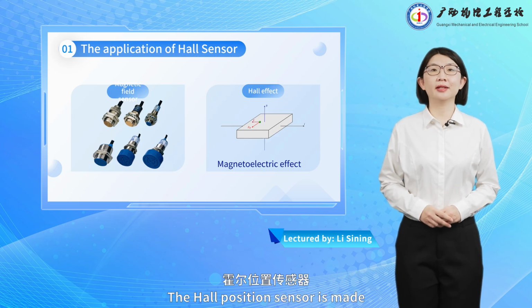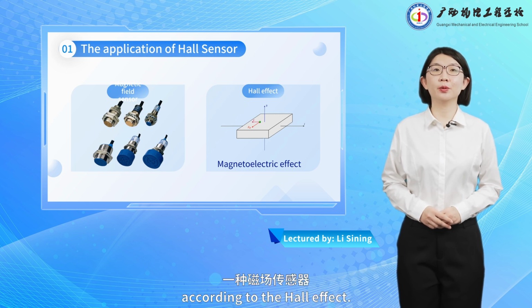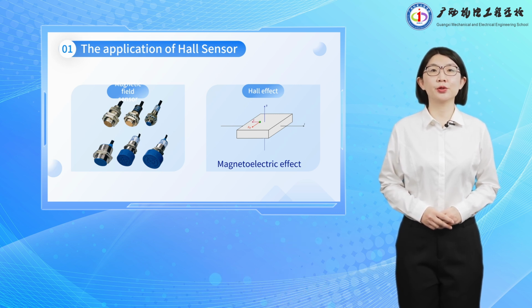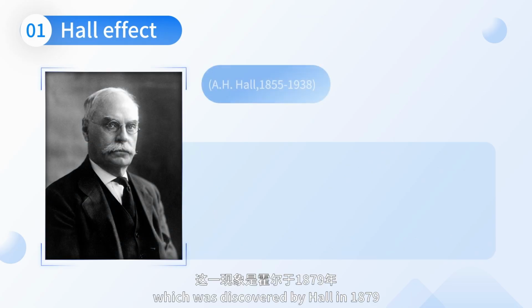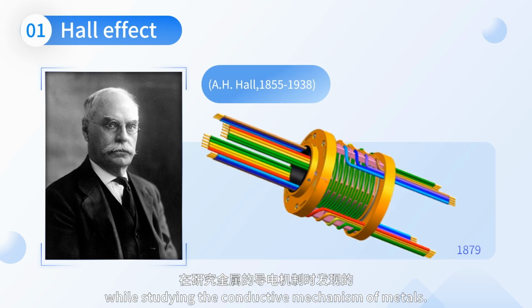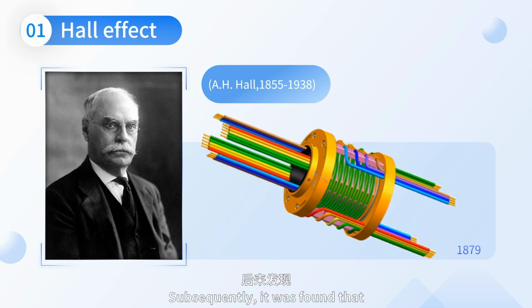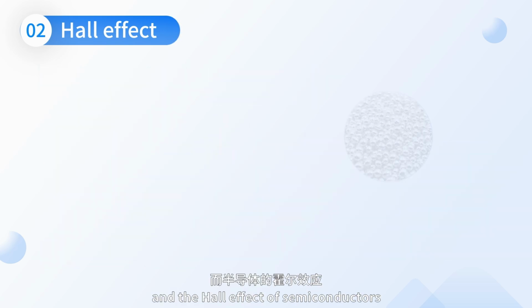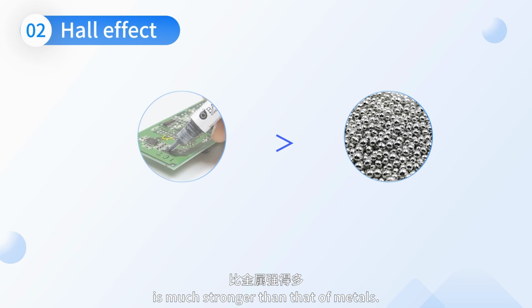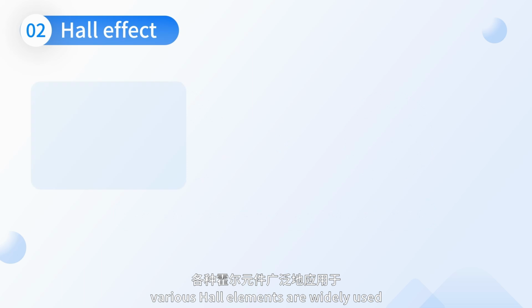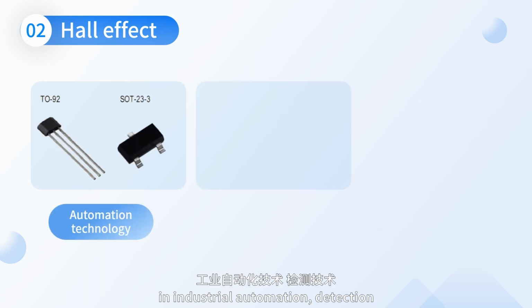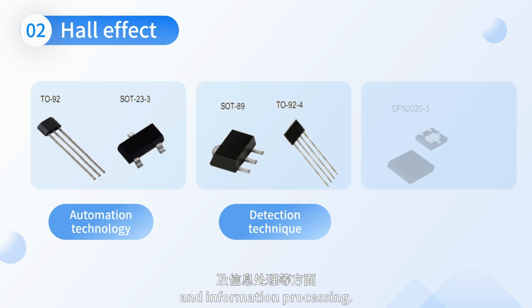The Hall position sensor is made for magnetic field sensing according to the Hall effect. The Hall effect is a type of magnetoelectric effect, which was discovered by Hall in 1879 while studying the conductive mechanism of metals. Subsequently, it was found that semiconductors and conductive fluids also exhibit this phenomenon, and the Hall effect of semiconductors is much stronger than that of metals. Utilizing this effect, various Hall elements are widely used in industrial automation, detection, and information processing.